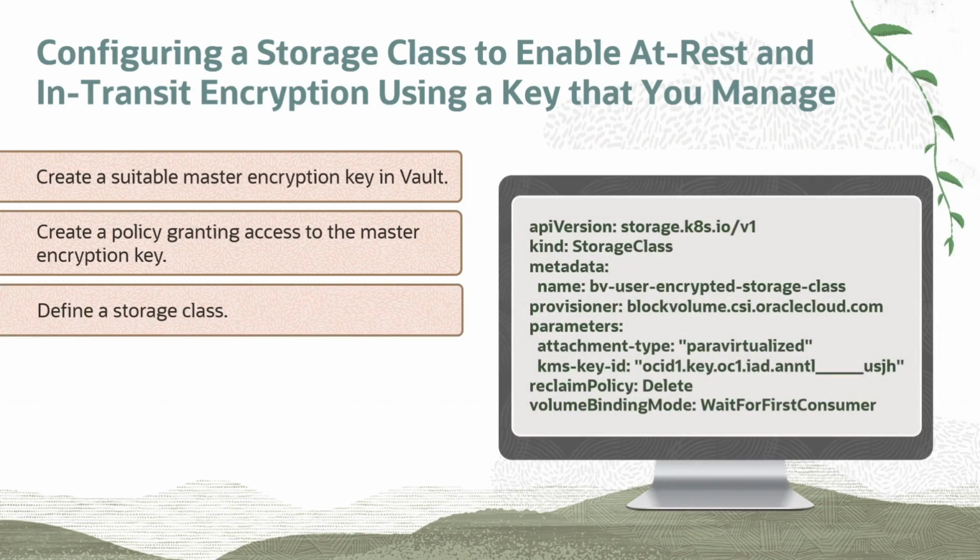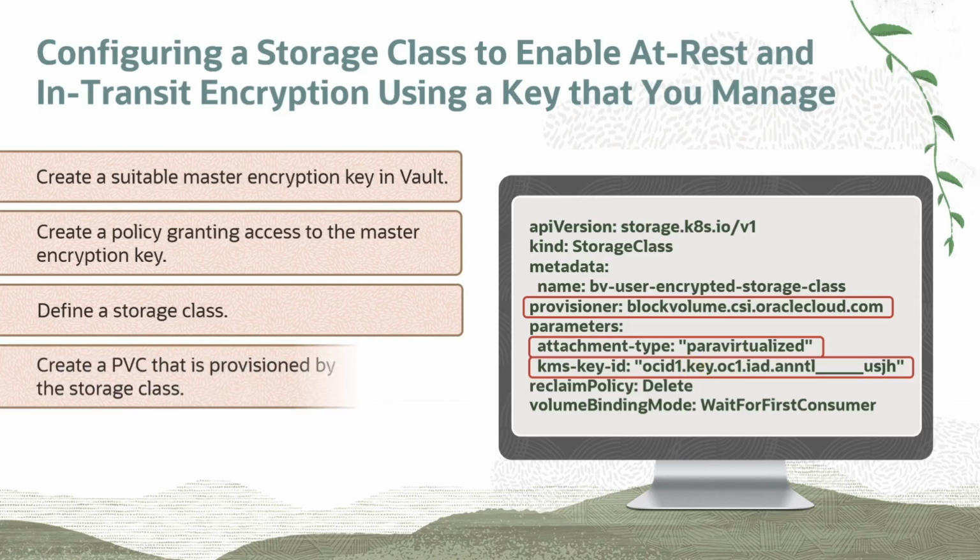And having created a suitable master encryption key and policy, you then define a storage class and set the provisioner to blockvolume.csi.oraclecloud.com. Also set the attachment type to paravirtualized. More importantly, set the KMS key ID property and set its value to the OCID of the master encryption key within the vault service that you want to use to encrypt data. You can then create a PVC that is provisioned by the storage class you have created.